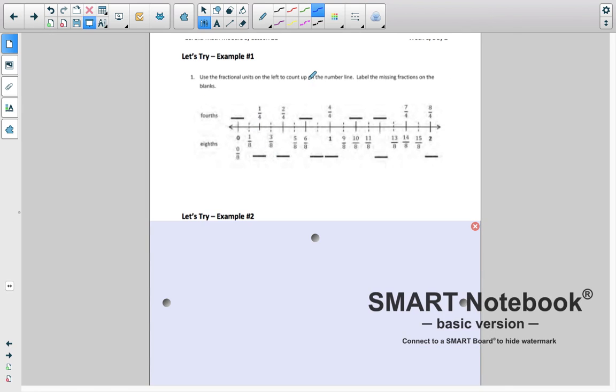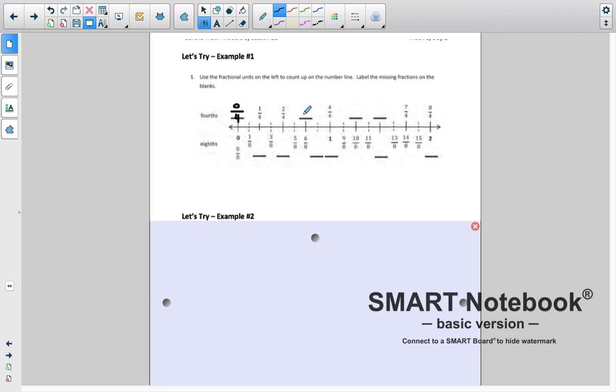So it says, let's try example number 1. So first of all, we're going to look at the fourths, and we're going to fill in those blanks first. So here it says for fourths, we're at the 0. So the first fraction is going to be 0. And remember, the number on the bottom does not change. So it's going to be 0/4. Then they counted. So 0/4, 1/4, 2/4.